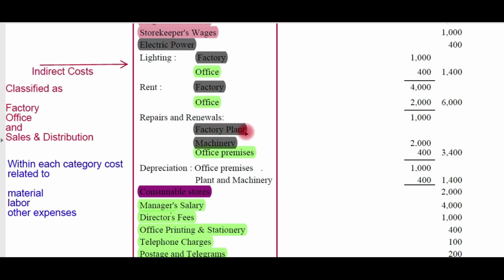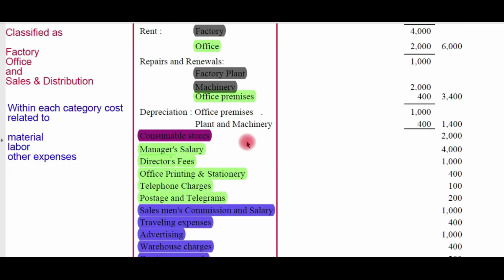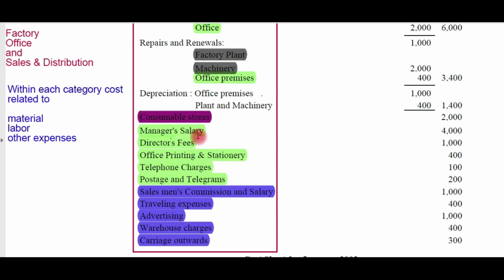This is also other expenses in factories and office. Depreciation is in other expenses pertaining to office and plant and machinery. Consumable stores. This is pertaining to material within the factory. Manager's salary. This is pertaining to labor in the office.